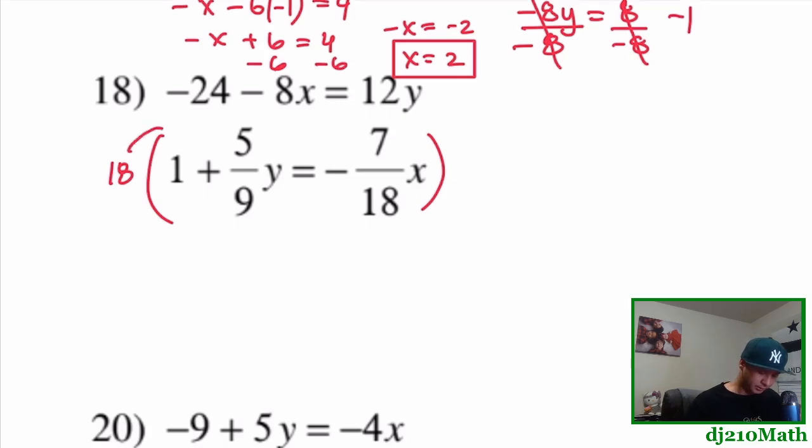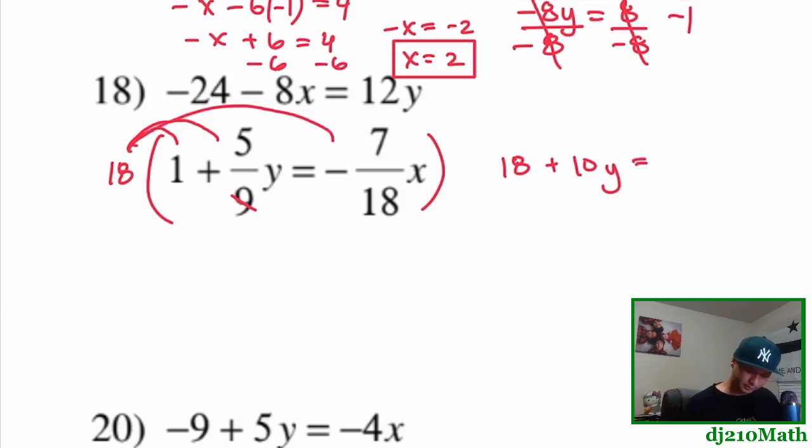When I do this, I'll do this one slow. So this will be 18, right? Because 18 times 1. When you distribute here, the 9 and the 18 cancel, making it a 2 essentially. So instead of multiplying by 18, I'm multiplying by 2 because it cancels out. 9 goes into 18 twice. So 2 times 5 is 10y. And here, the 18s cancel. Negative 7x.